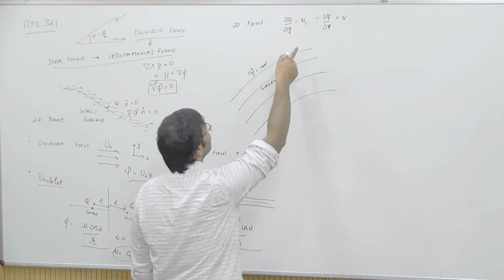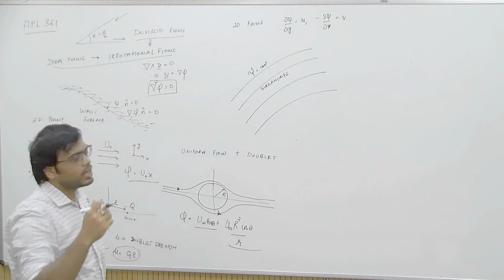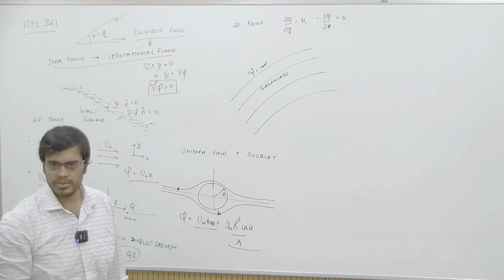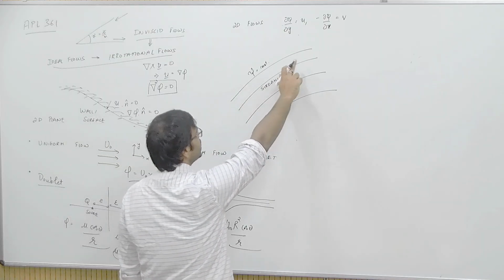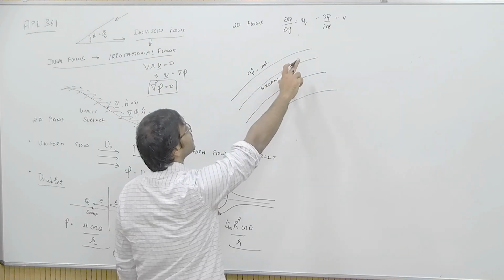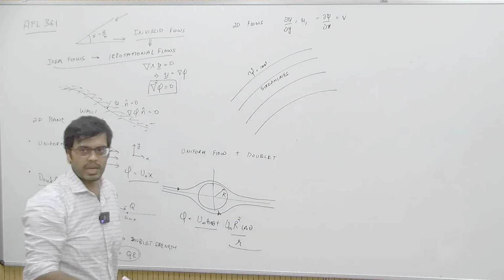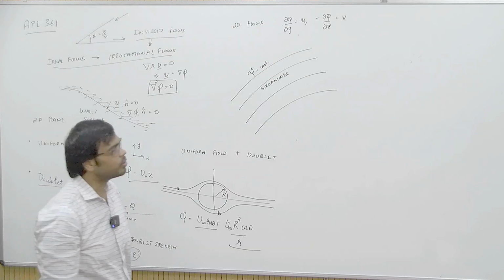So, in 2D flows, when you can define this psi, you can define this psi in axisymmetric spherical flows also, which you can take a look at in the notes. If you can define this psi, the constants of this psi are actually the streamlines. How do we show that?